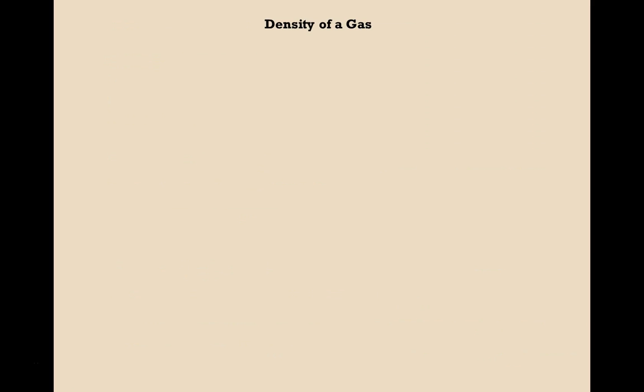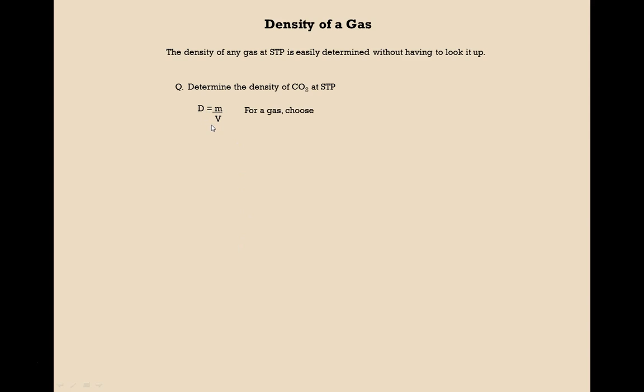And I have one final extension here, interesting extension, involving the density of a gas. The density of any gas at STP is easily determined without having to look it up. For example, how would you determine the density of carbon dioxide at standard temperature and pressure? We know that density is mass over volume in general. When it comes for a gas, let's choose the density of the gas to be its molar mass over its molar volume.